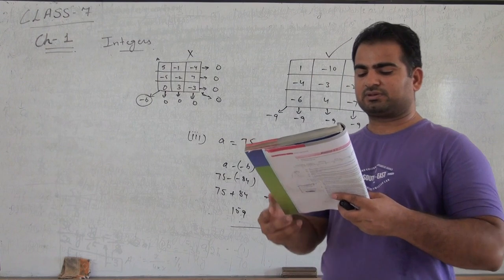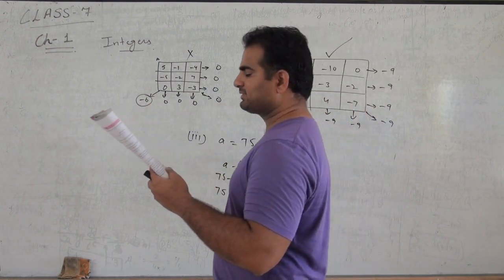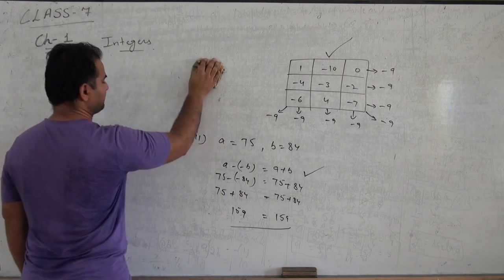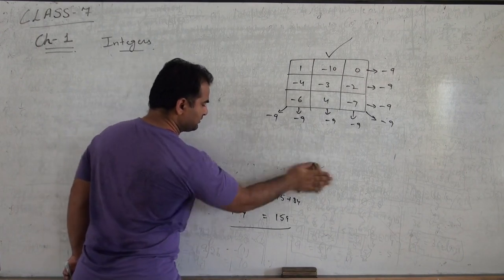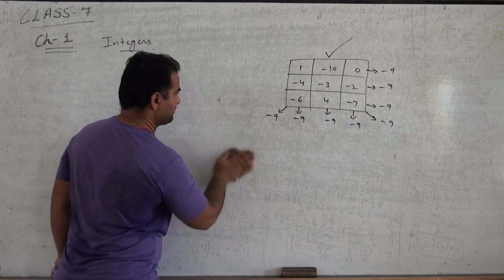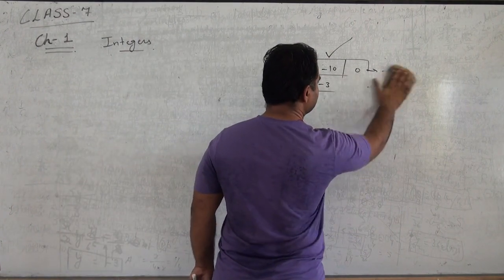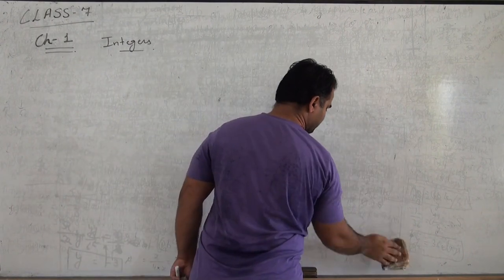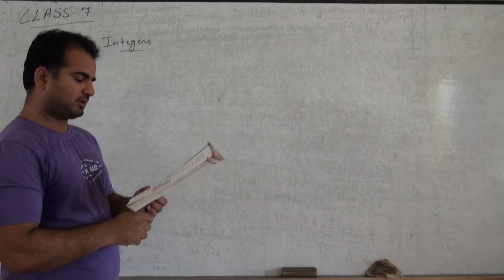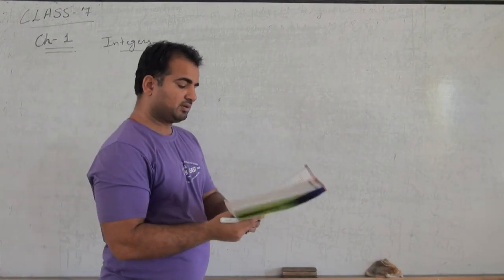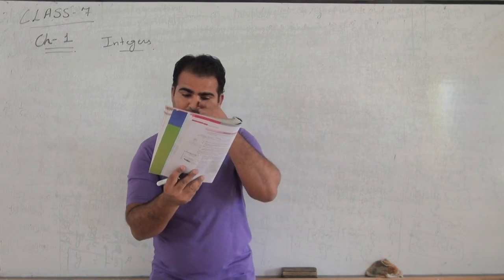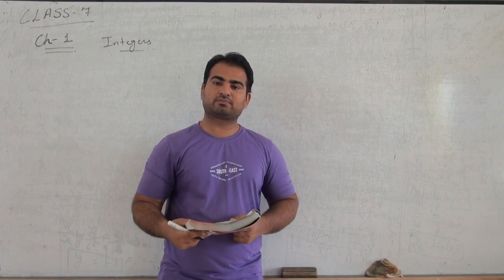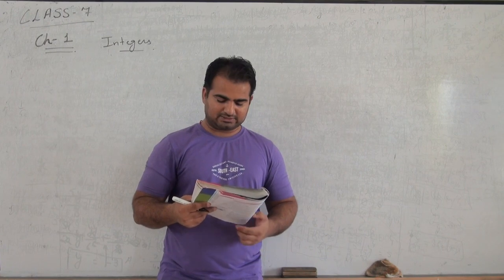Okay, question number 10 is a good question. A water tank has steps inside. So we have to make a water tank. A monkey is sitting on the topmost step, the first step. The water level is at the 9th step.